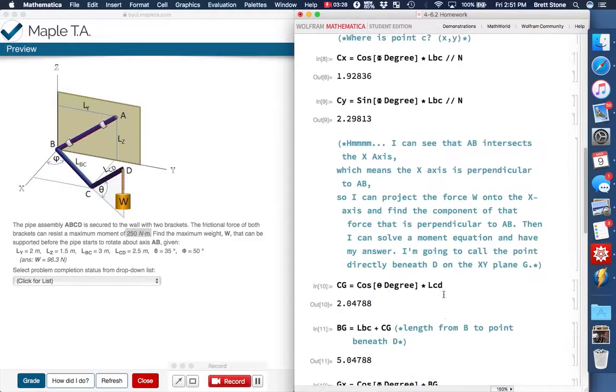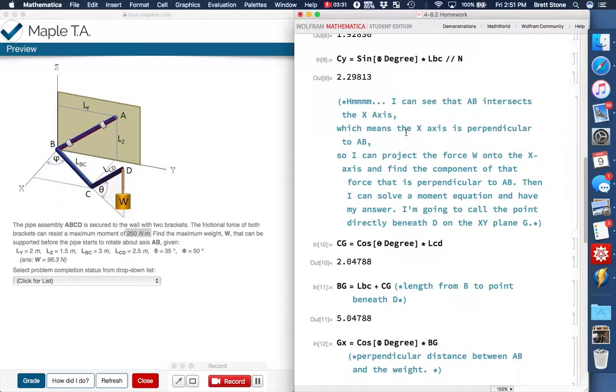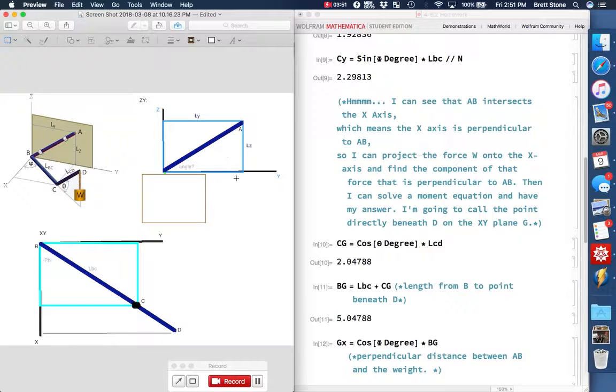When I got to that point, and I'll post this notebook so you guys can read through these comments more if you want to, it kind of hit me what I could do for my moment arm. I was looking at it, and I started thinking about it in 2D instead of in 3D. I started looking at it from different 2D angles, and to show you what I was thinking, I tried to sketch it out here.